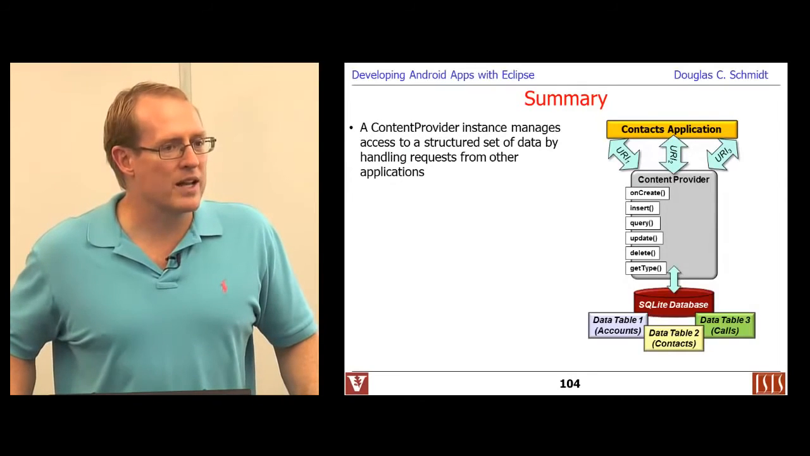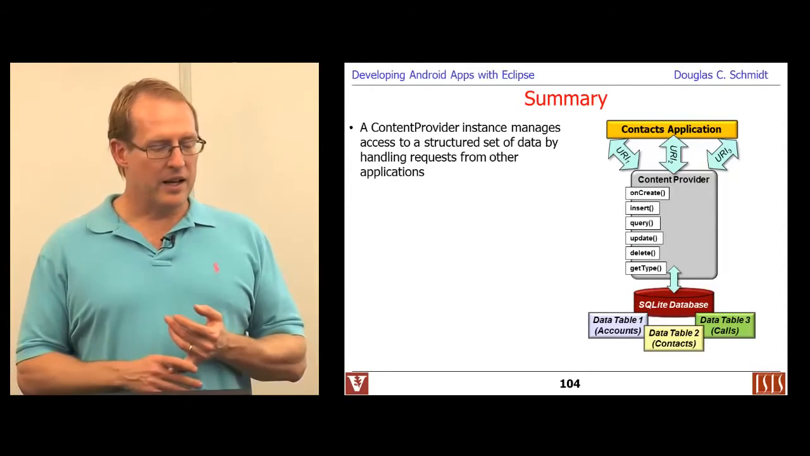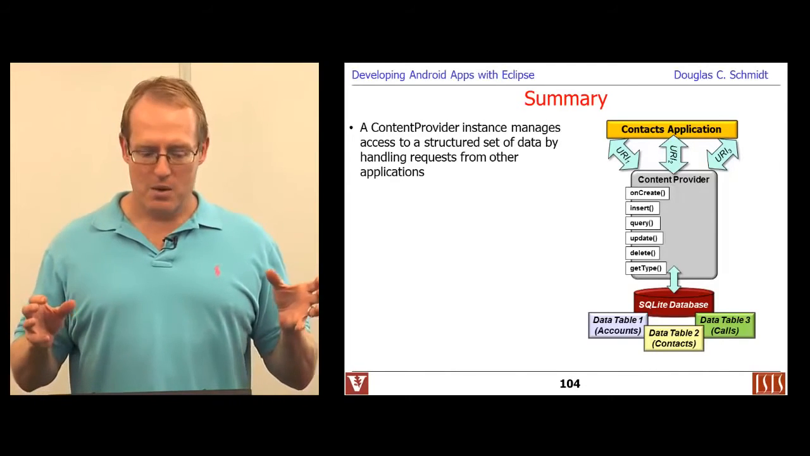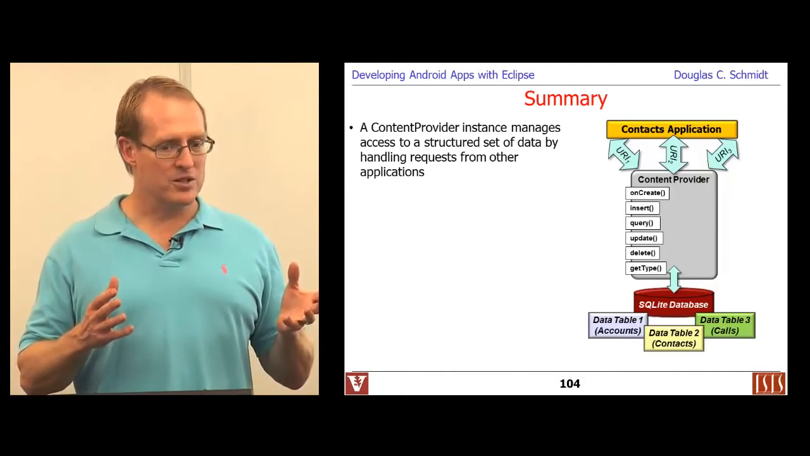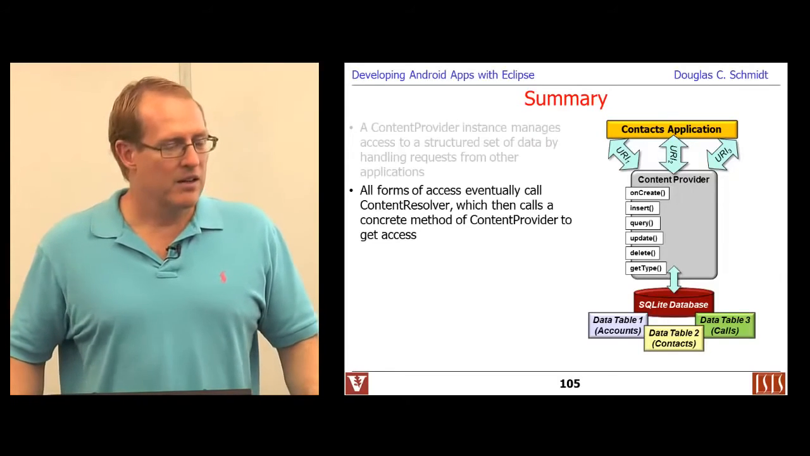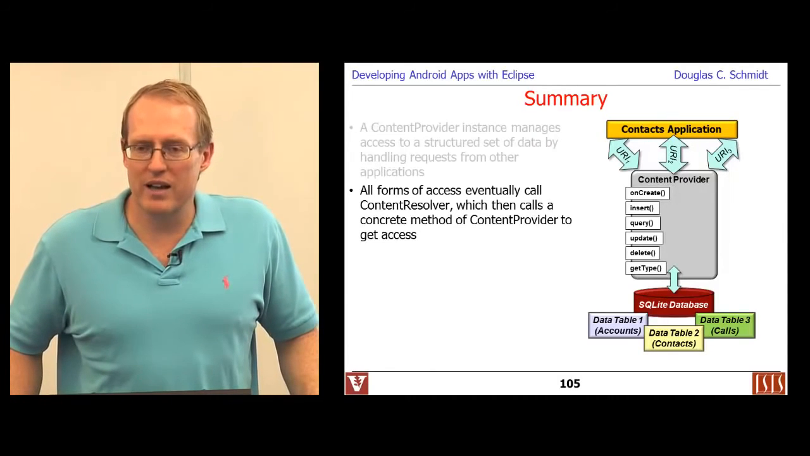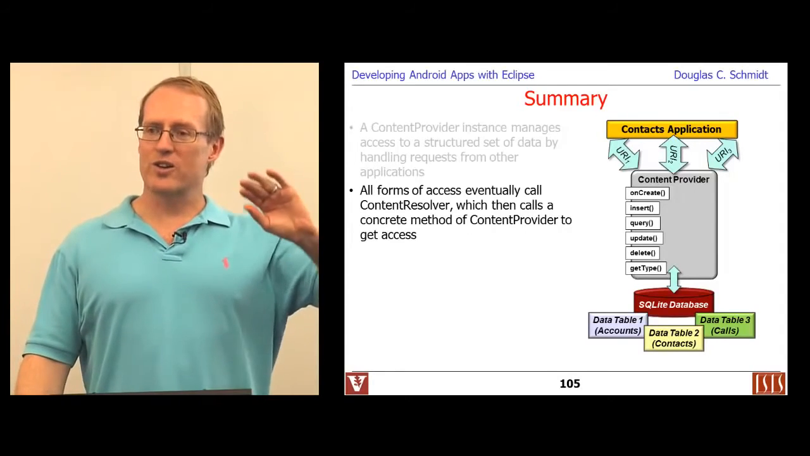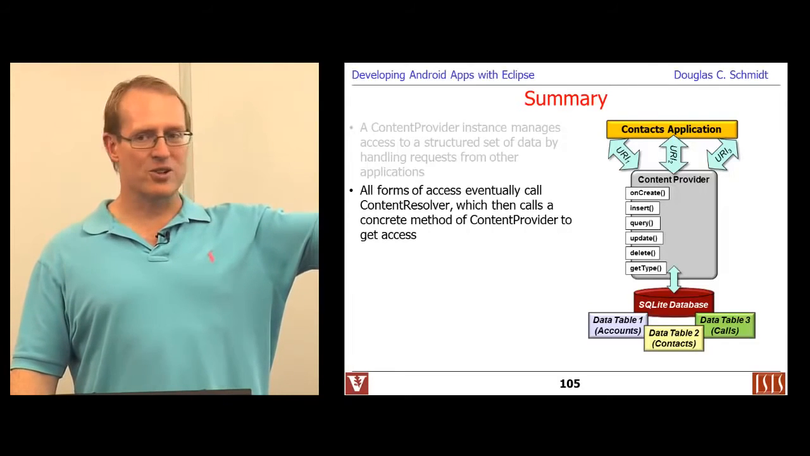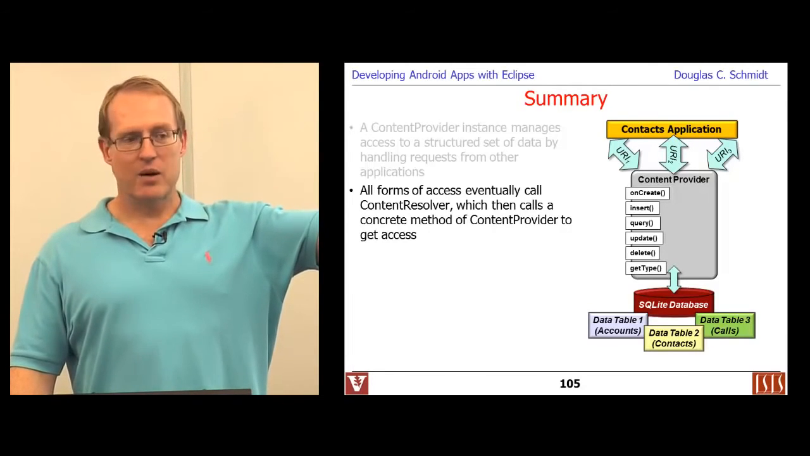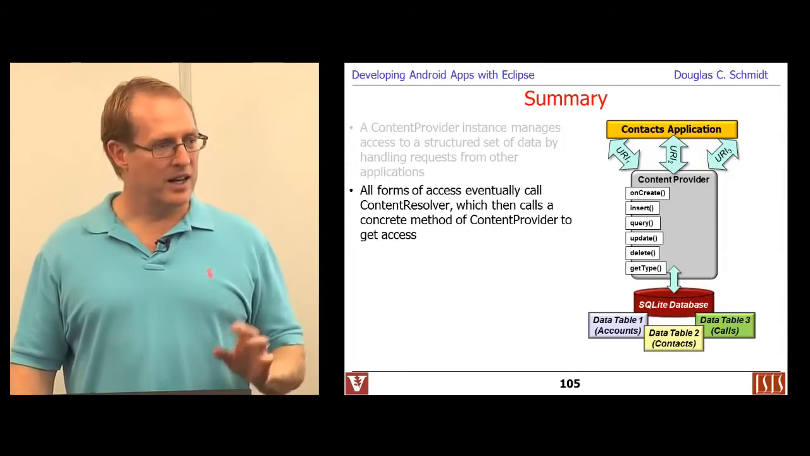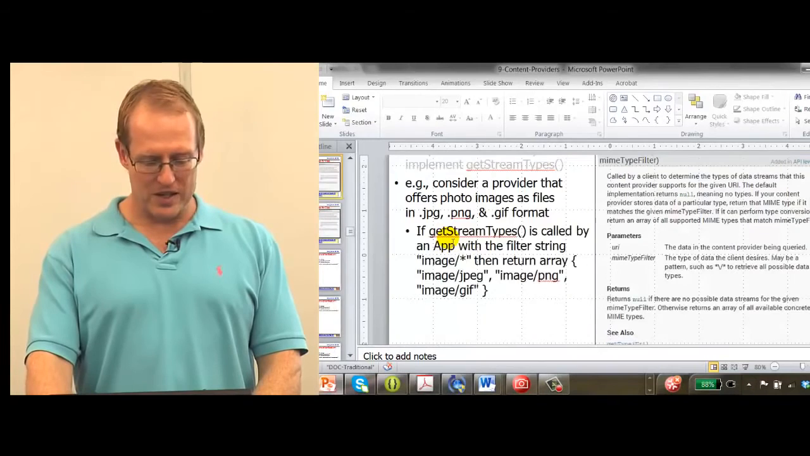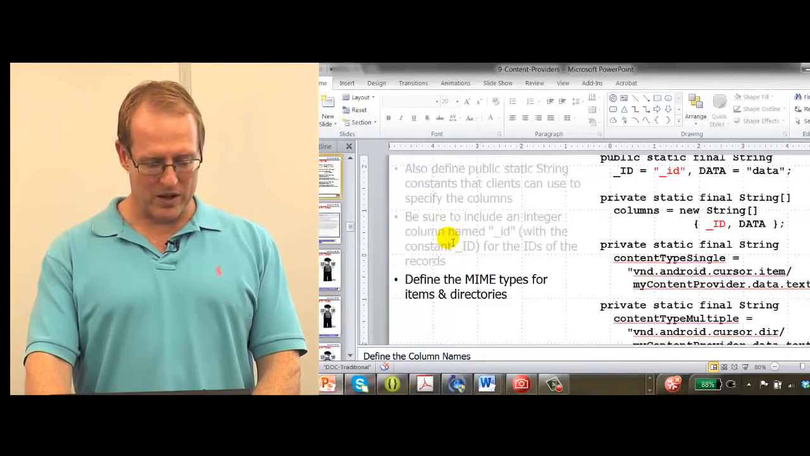Okay, so to summarize this particular discussion, content provider instances manage access to structured data by handling requests from other applications, and eventually things are going to be bubbling down to content resolvers, which under the hood are used to get access to the underlying content provider. Now we're going to talk in the next section, when we start talking about optimization techniques, about a few slight variations on this that are important, but that's a good way to think about it so far.